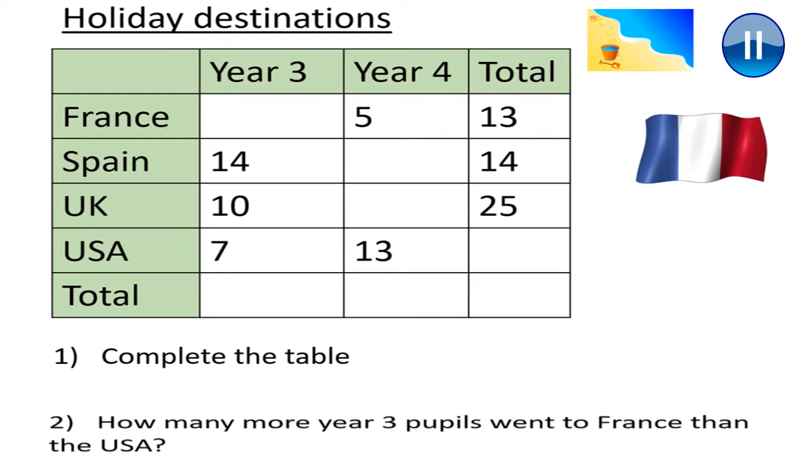Now take a look at this table showing holiday destinations to France, Spain, UK, USA in Year 3 and in Year 4. The totals are also included. However, the table is not complete. Using the information you are given, can you find the missing numbers to complete the table? Take care. And secondly, once you've completed the table, can you tell me how many more Year 3 pupils went to France than to the USA? Good luck!